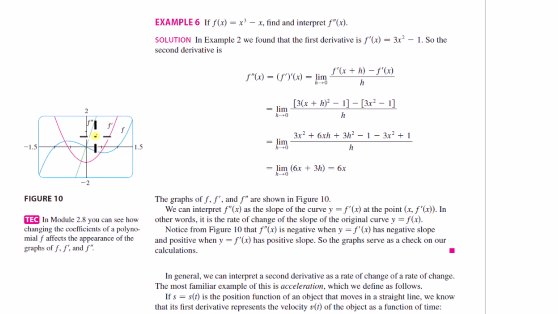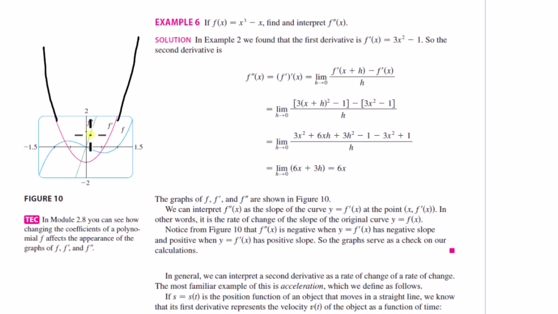What f double prime is telling us is that you have this constant change in slope of the parabola. The slope of the parabola is always changing. It's a steep negative slope here, then the slope is shallowing out until it gets to 0, and then it goes past 0 with a positive slope, getting steeper and steeper. But the change of the slope is happening at a constant rate. That's what the second derivative is telling us.